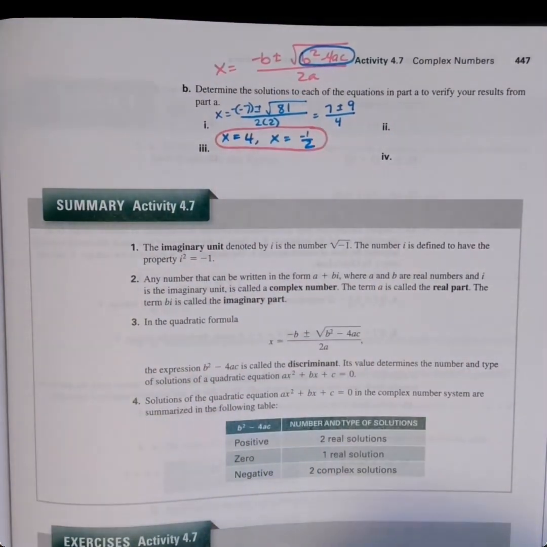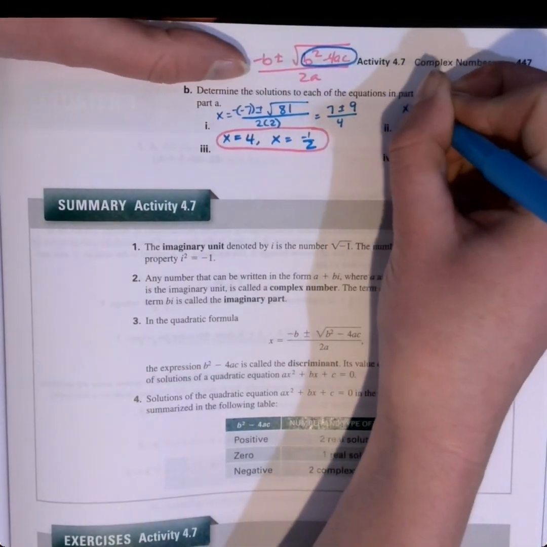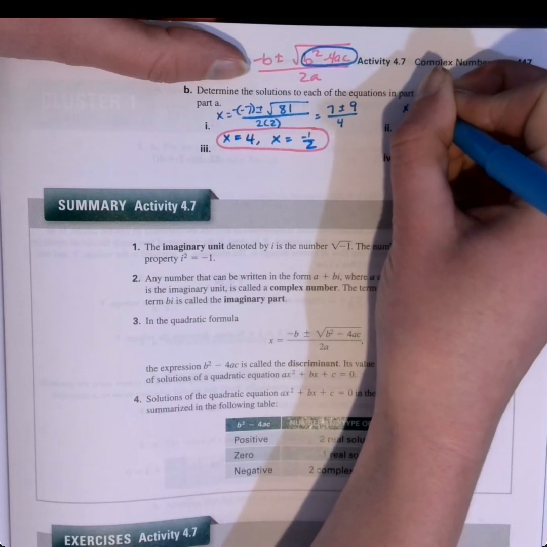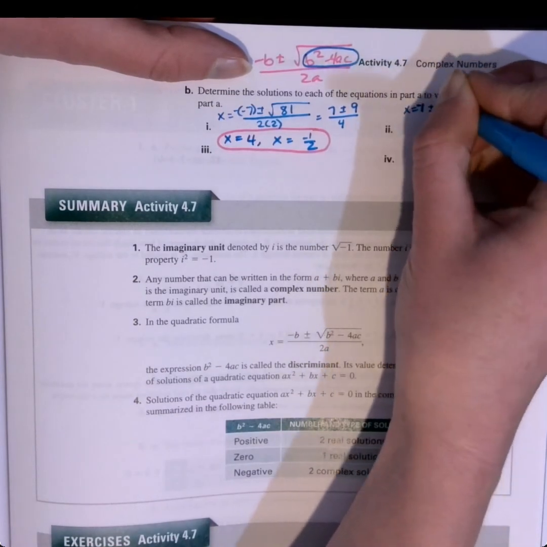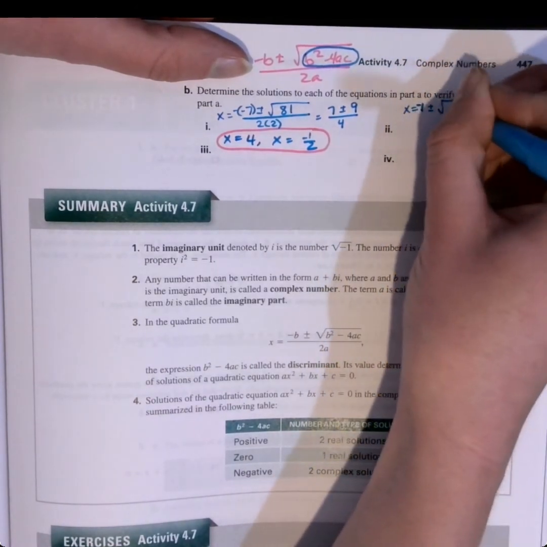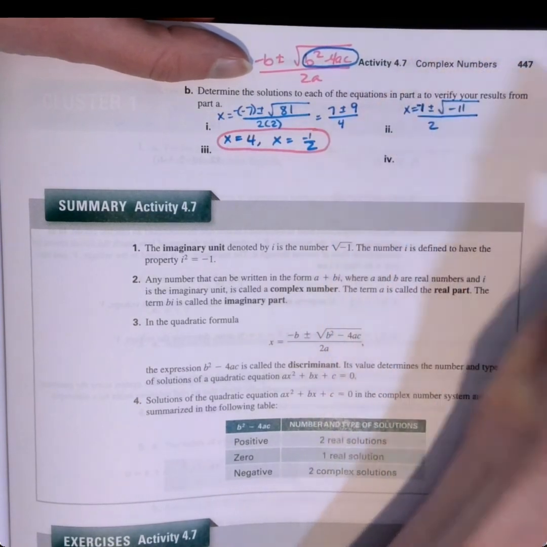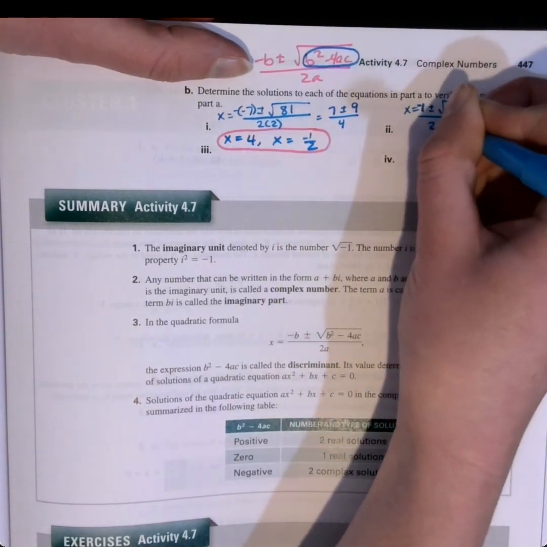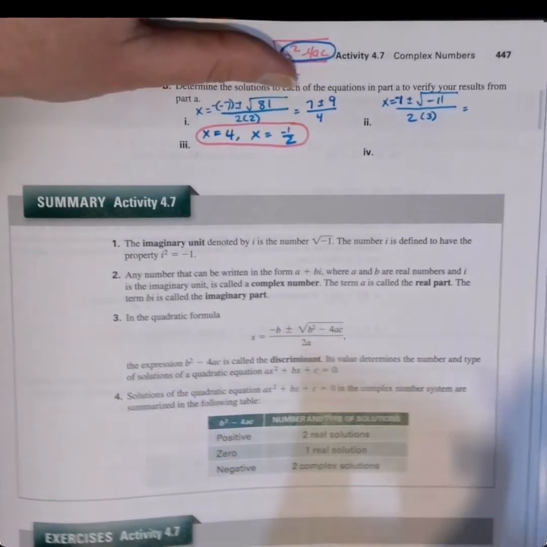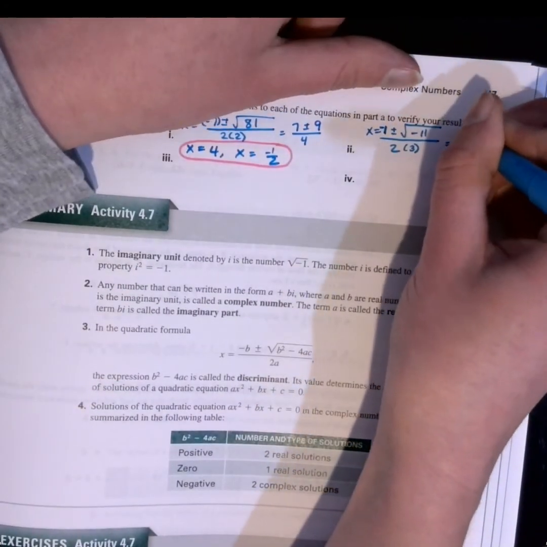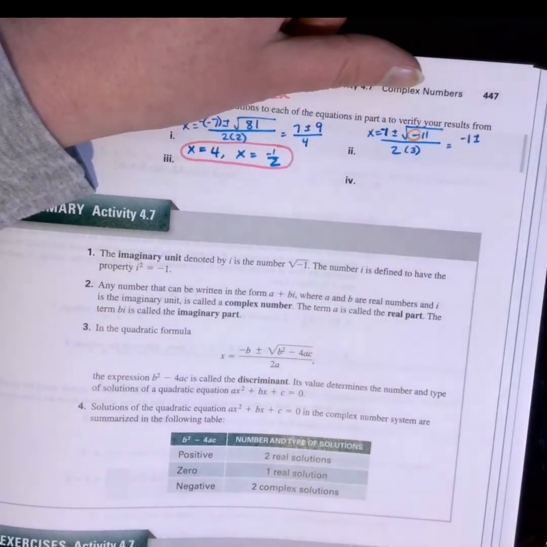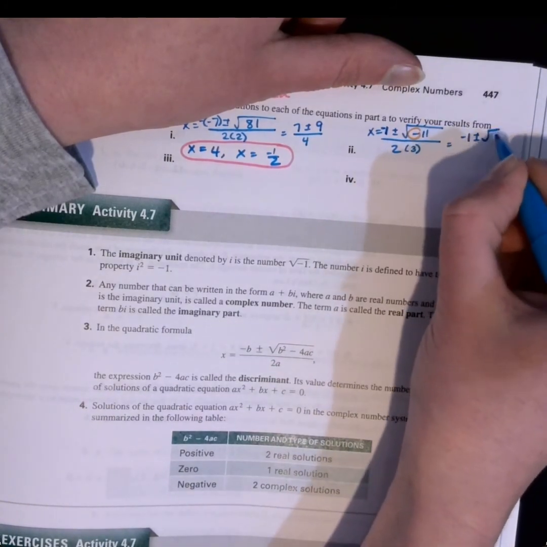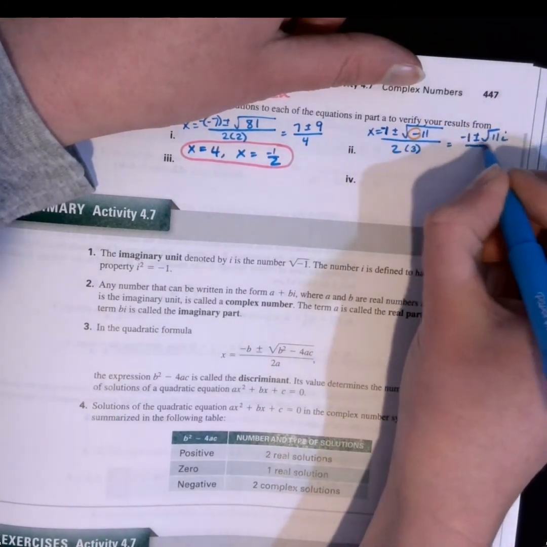Okay, on to the next one. The b value is 1. So x equals negative 1, negative b, I almost forgot to write that little bitty negative there, plus or minus the square root of, my discriminant is negative 11, over 2 times a, which is 3. Okay, so I have negative 1 plus or minus, I have a negative inside my radical, so I need to separate this into the square root of 11 times i, and then over 6.